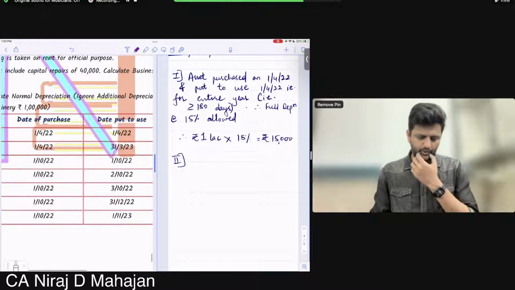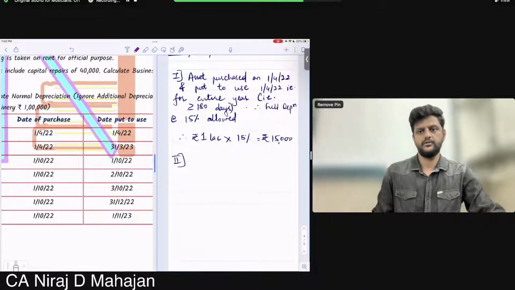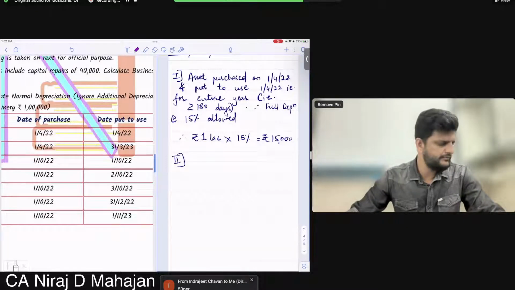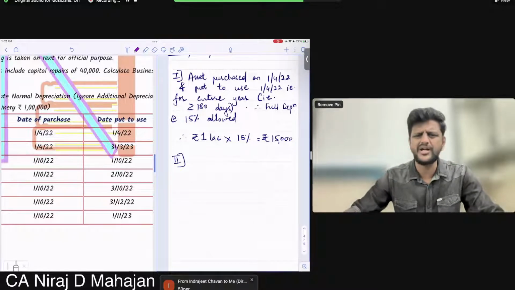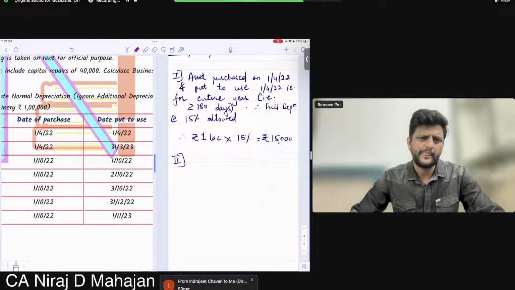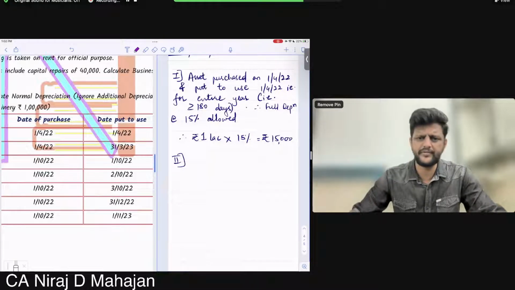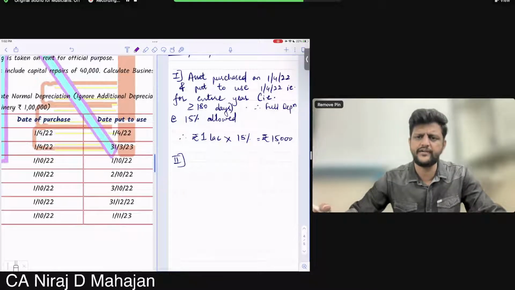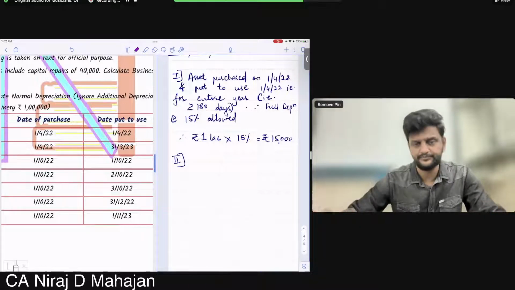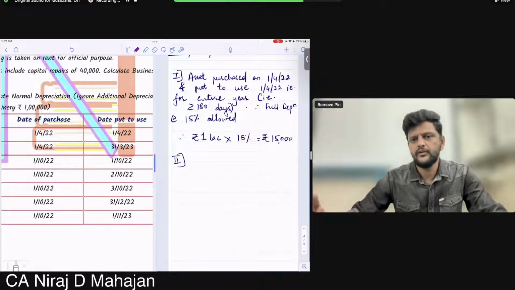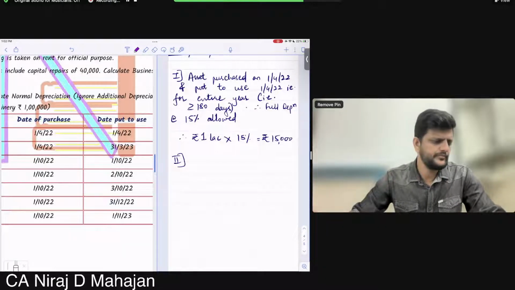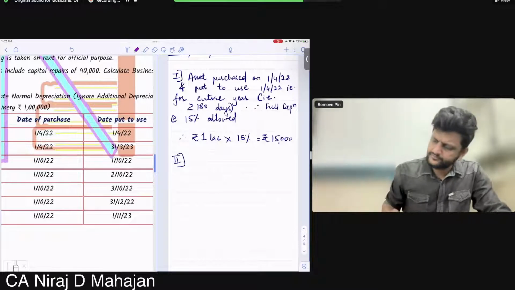Case 2: purchase 1/4/22, put to use 31/3/23. My depreciation cannot start without put to use. Keep that in mind. Income tax department doesn't even recognize it if it is not put to use. So depreciation cannot start without put to use. Now put to use is which date given to us? 31st March 23. That is the last date. So practically speaking, it was used only for 1 day, or we will say less than 180 days. Therefore, half depreciation. Clear till here?